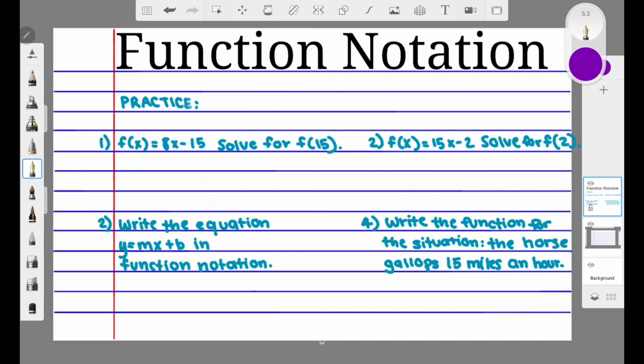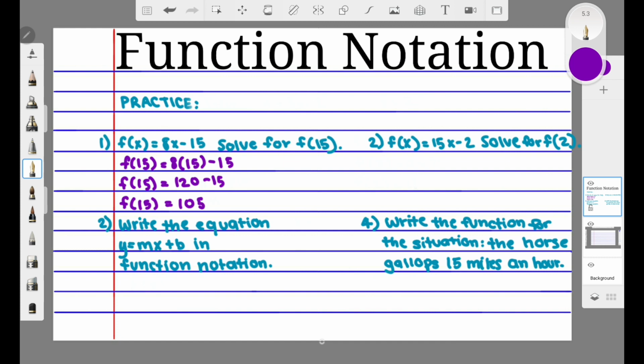Okay, so let's start the first one. We know that f of x is equal to 8x minus 15, and we're solving for f of 15. That basically means that x is equal to 15 in our case. In the same way that we've done, we're just going to plug in 15 for x and then solve. The first thing we need to do is 8 times 15, which is 120, and then subtract 15, and we get f of 15 is equal to 105.